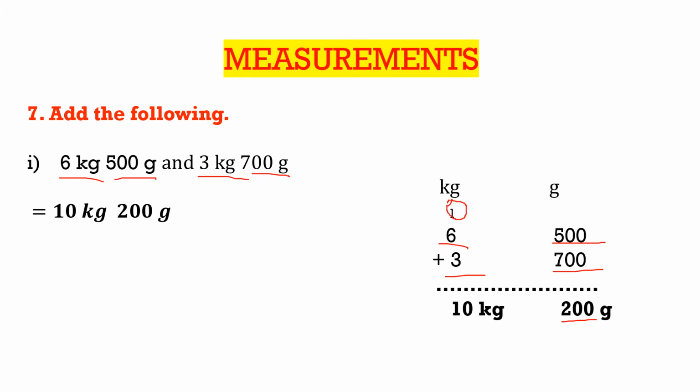Then add 1 plus 6 plus 3. We get 10 kilogram and 200 gram. So we get 6 kg 500 gram and 3 kg 700 gram. When we add, we get 10 kg 200 gram. So 6 kg 500 gram plus 3 kg 700 gram equals 10 kg 200 gram.